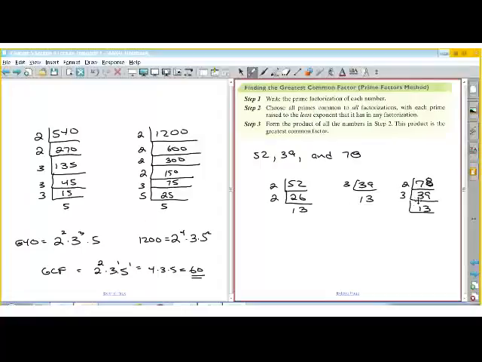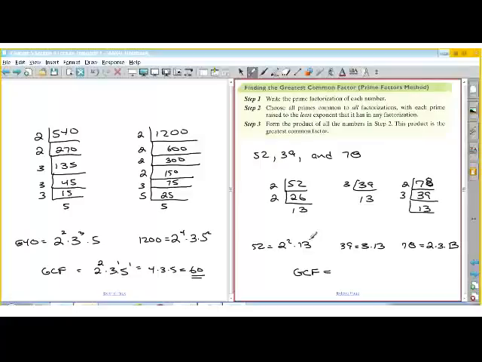Okay, so those are the prime factorizations. I did that right. 78, 13. Okay, so if I write them out, 52 is equal to 2 squared times 13. 39 is equal to 3 times 13, and 78 is equal to 2 times 3 times 13.